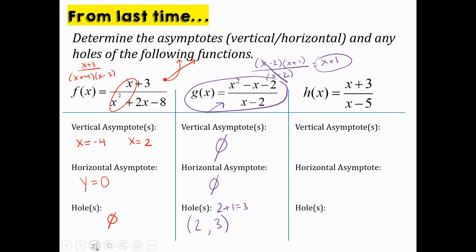For h of x, my third one over here, I don't have anything to factor. Nothing cancels. I have no holes, but I do have a vertical asymptote at x equals 5.